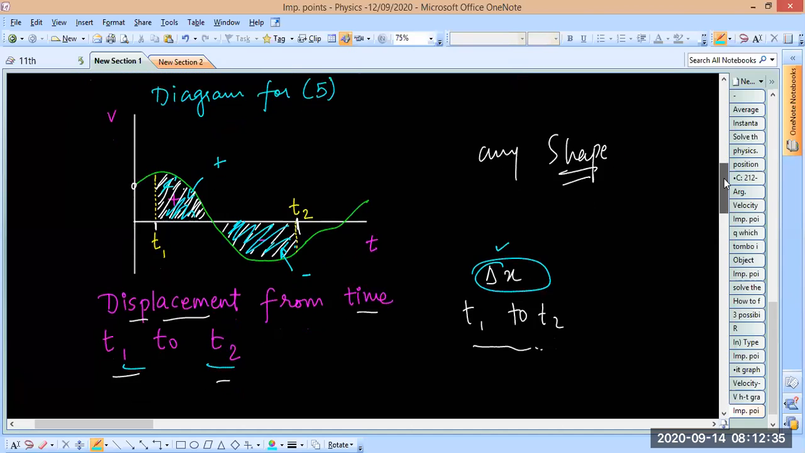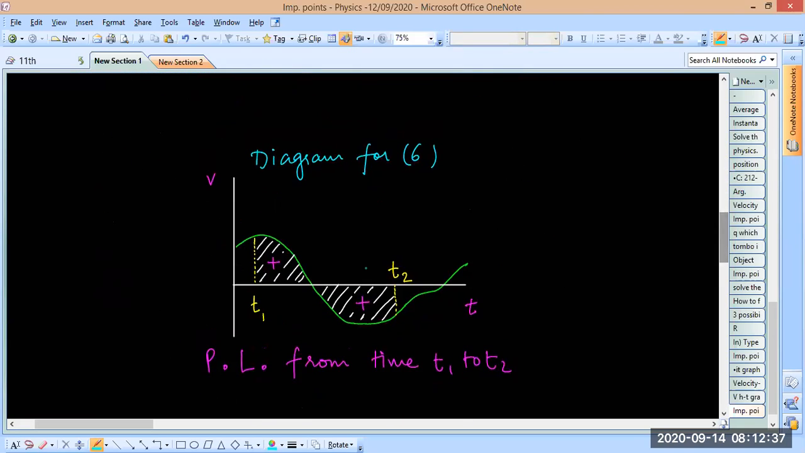But if you do it similarly and you consider all area positive, this one positive and this below axis also as positive, then you will not get displacement, then you will get path length, from time t1 to time t2. Clear both the points 5 and 6?